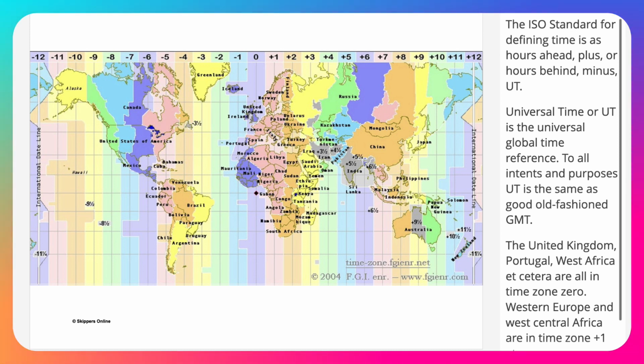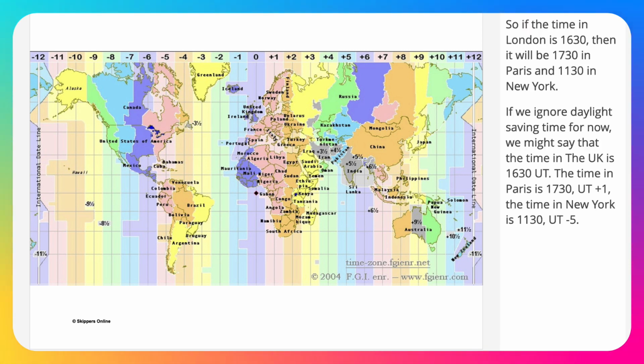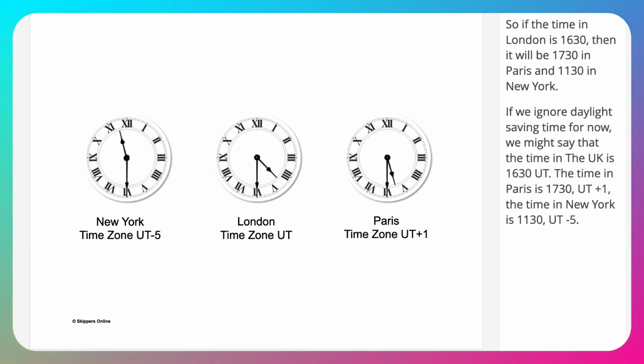Western Europe and West Central Africa are in time zone +1, etc. New York is time zone -5. Los Angeles is in time zone -8. So, if the time in London is 16:30, then it will be 17:30 in Paris and 11:30 in New York.